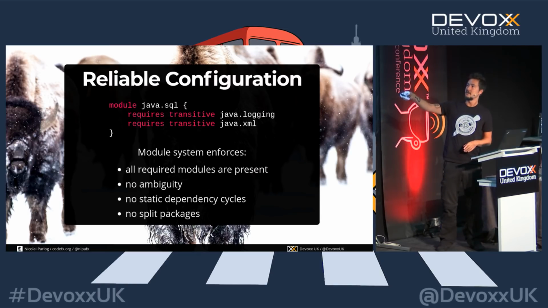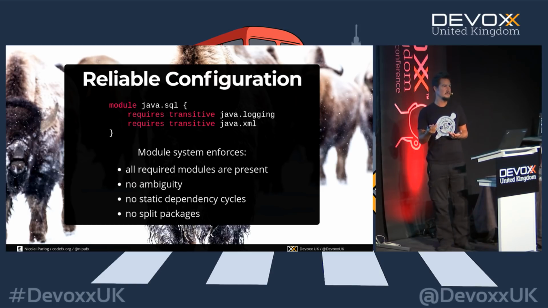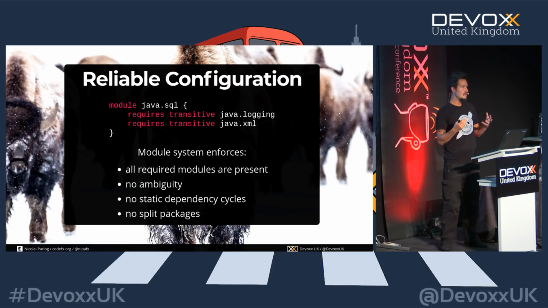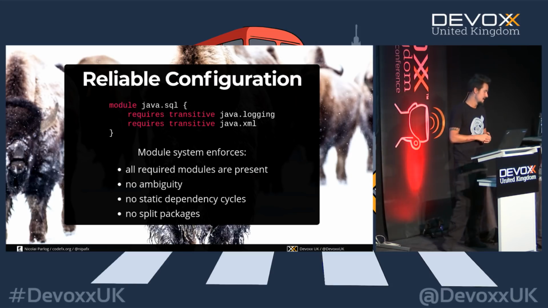These requires directives that you have up here are important for the module system because it interprets them. When the module system starts, at launch time or at compile time, it makes sure that all the required modules are actually present. So you cannot be in a situation where your system has been running for an hour, and for the first time you use that weird login backend, and then it crashes on you.